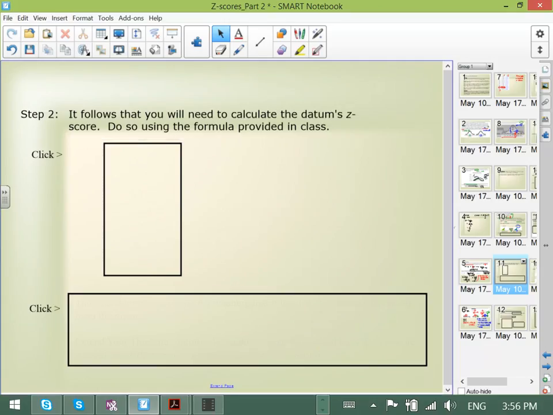Let's see, click and reveal not working right now. Oh, there it goes. It's responding slowly.